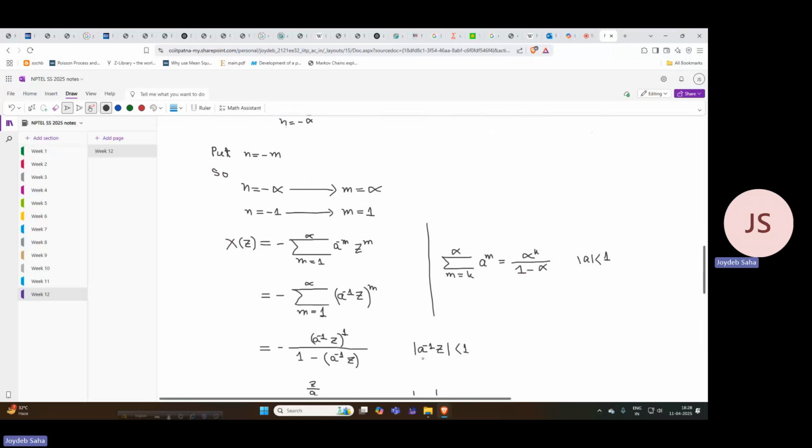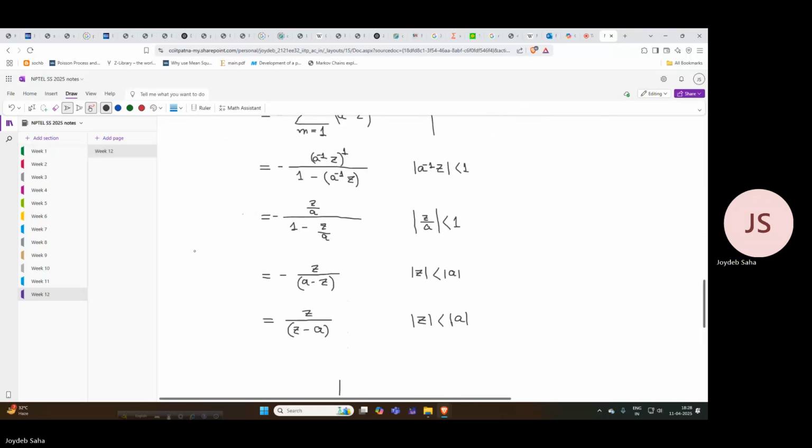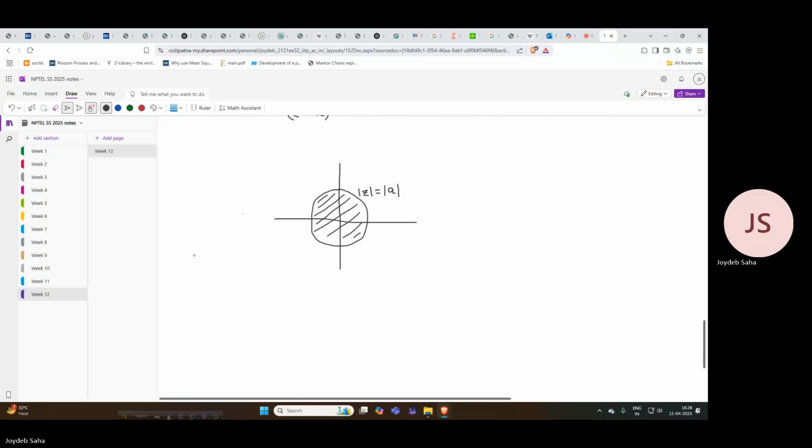Okay, so if there is no doubt, we'll proceed. Properties of ROC. We're learning here. If it is right-sided signal, then it will be.